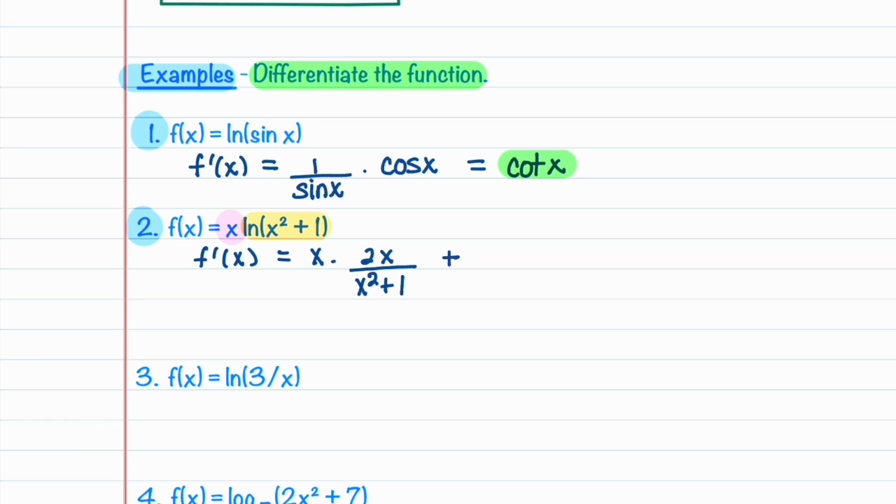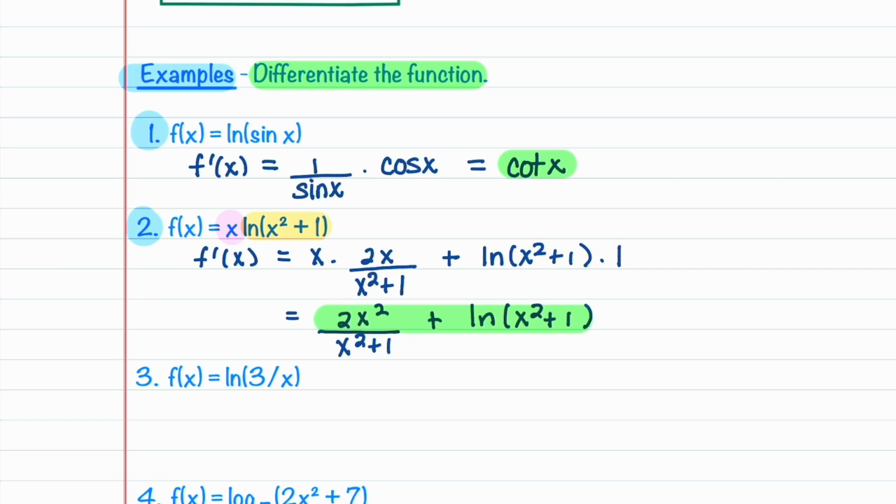And then we have our second function, natural log x squared plus 1, times the derivative of our first. The derivative of x is just 1. So we can write our answer as 2x squared, all divided by x squared plus 1, plus natural log x squared plus 1. And we'll go ahead and we'll highlight that answer.